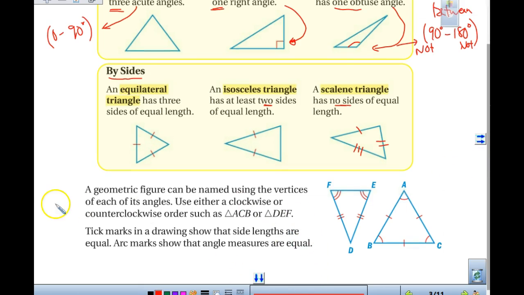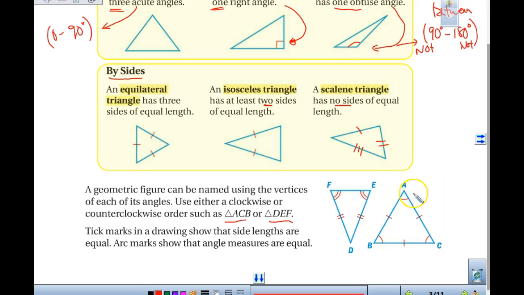If you were going to read this next part, go ahead where it says a geometric figure. A geometric figure can be named using the vertices of each of its angles using either clockwise or counterclockwise order, such as ABC or EDF. So when we read those, we're talking about triangle ABC, triangle EDF. It says the tick marks on the drawing show that the sides are equal, marks that show the angles are equal also. So this is showing us that we have this isosceles triangle. This one is showing us that we have an equilateral triangle. All three angles are the same. Usually equilateral are also going to be equal angular, so that all these angles are the same.